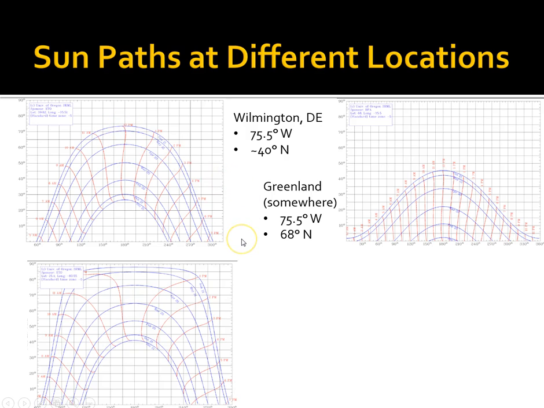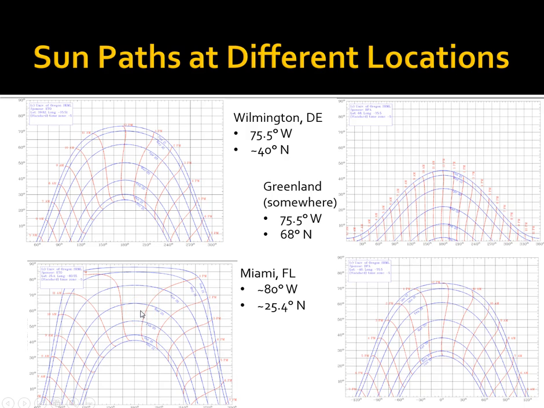Okay, here's one. See if you can figure out where this is. All right, so this is Miami, Florida. It's 80 degrees west, about the same longitude, but we're almost at the Tropic of Cancer here. And so you notice we have the sun almost 90 degrees, almost directly overhead, for a very long period of time on our solstice, and the days are also much longer.